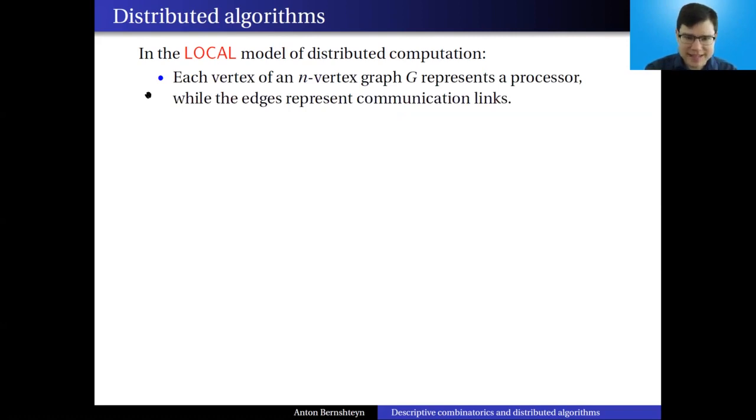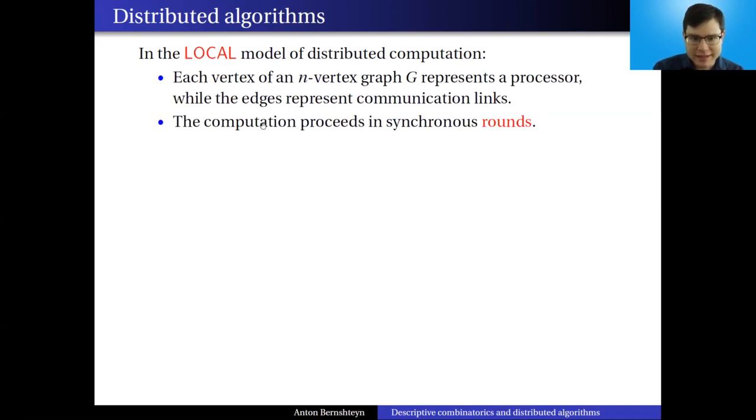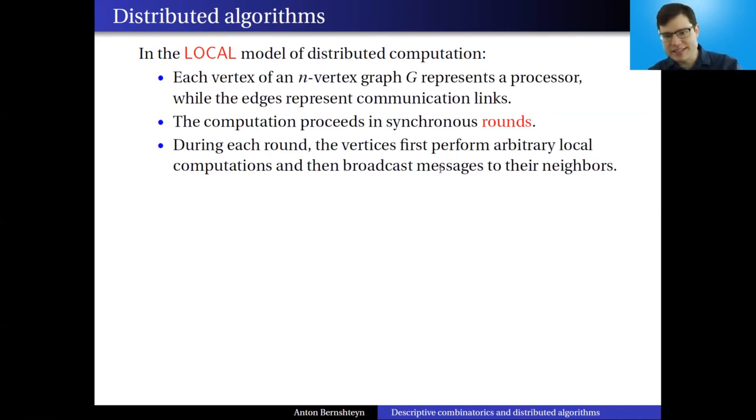So what is the setup? We're working on a finite graph with n vertices, where we think of every vertex as representing a processor, edges representing communication links between them. The computation proceeds in rounds. On each round, the vertices, having the information available to them, perform arbitrary local computations. It doesn't matter how complicated. We think that vertices have infinite computing power. They can do any computation immediately. And then they simultaneously broadcast messages to their neighbors.